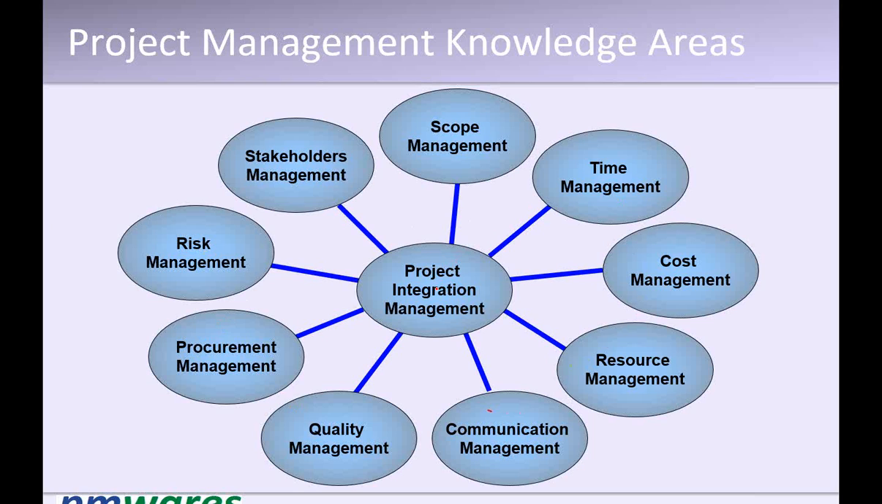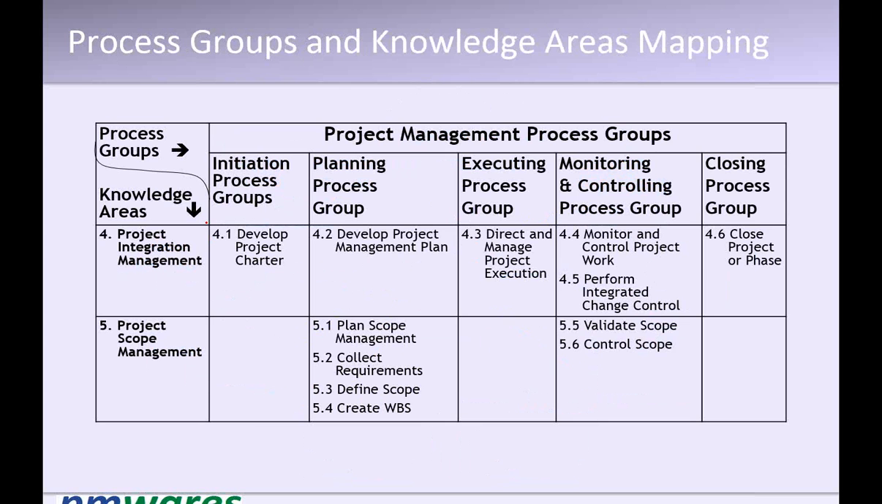So the 47 processes, on one side are grouped into process groups. On the other side, they are grouped into knowledge areas. The processes relate to integration management, scope management, time management, cost management, resource management, communication, quality, procurement, risk. And therefore they cross each other, something like this. Here the columns are process groups and rows are knowledge areas.